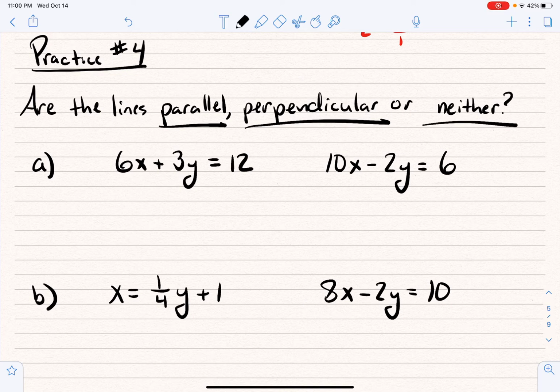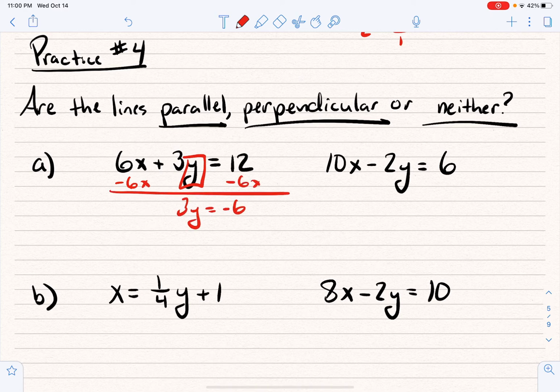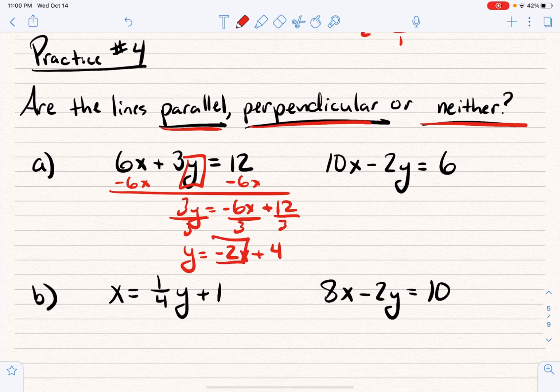Okay, so let's see what you got. All right, for these, I'm looking at, are they parallel, are they perpendicular, or are they neither? This first set, I got to get y all by itself. So I'm going to subtract 6x from both sides, and I'm left with 3y is equal to negative 6x plus 12, and divide everything by 3, and I get y is equal to negative 6 divided by 3, which is negative 2x plus 4. I don't really care about the y-intercept because I'm only focusing on the slope to figure out parallel, perpendicular, neither. So the slope of this one is negative 2.